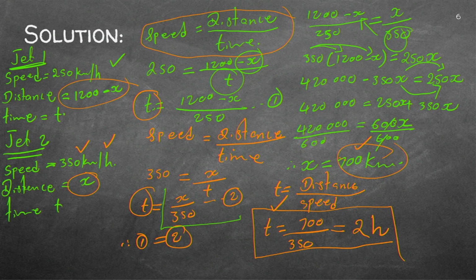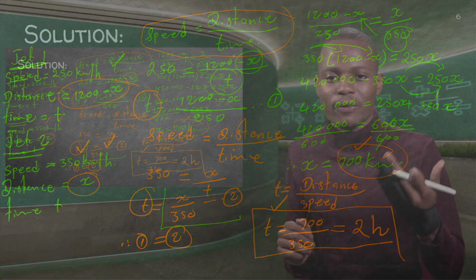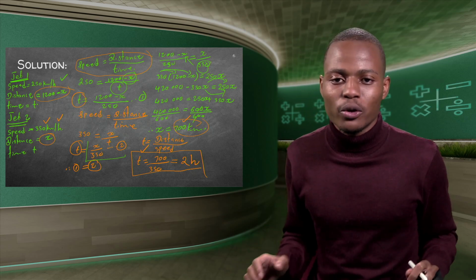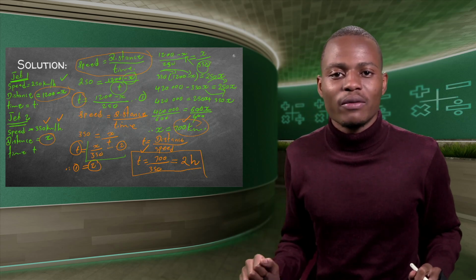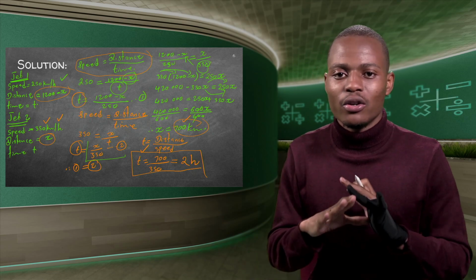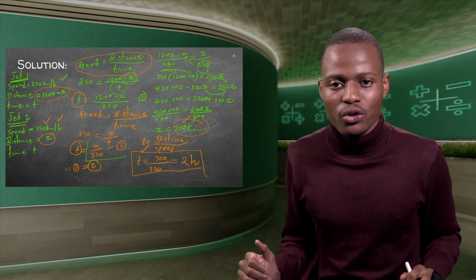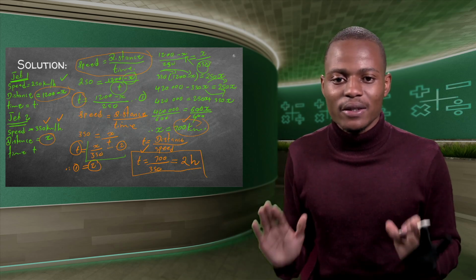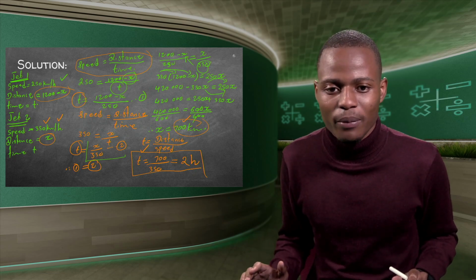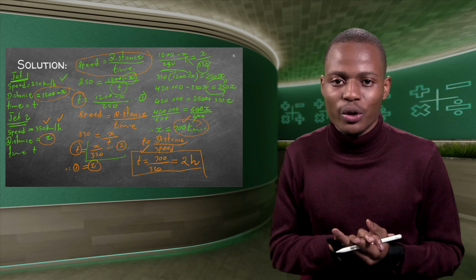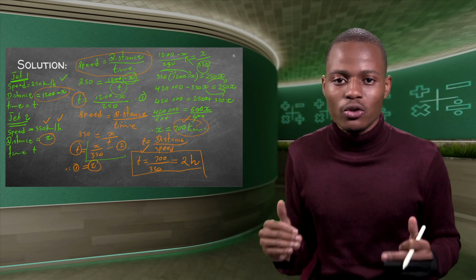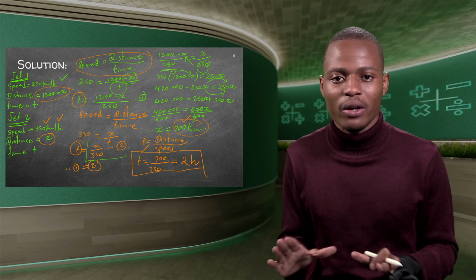Even if you substitute these values, you can use the first one that says 1200 minus 700, and then you divide it by the speed that you have. You will still get 2. So guys, this is how you work with this kind of problem, and these are simultaneous equations working with the issues of rate. So you need to be very careful whenever you work with this type.